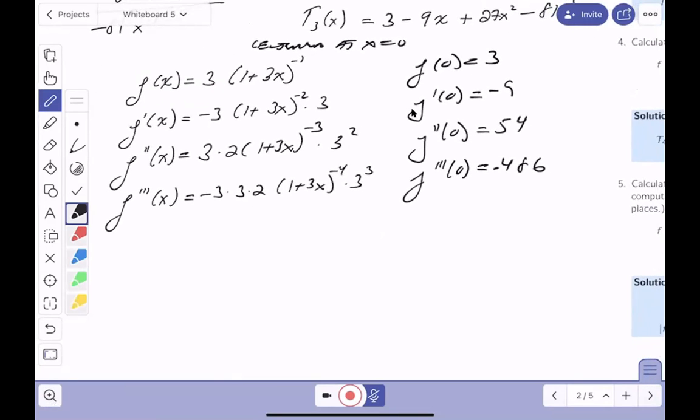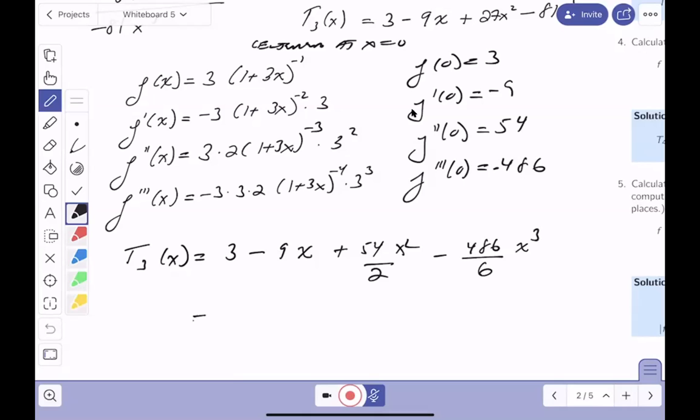All right, so what do we do? Let's write down. We're writing down T3, right? So it's going to be 3 minus 9 x, right? Then 54. Not x minus 0, I'm going to put down x squared over 2. And what's the next one going to be? Let's see, minus 486 over 3 factorial, which is 6, and then you get x cubed over here.